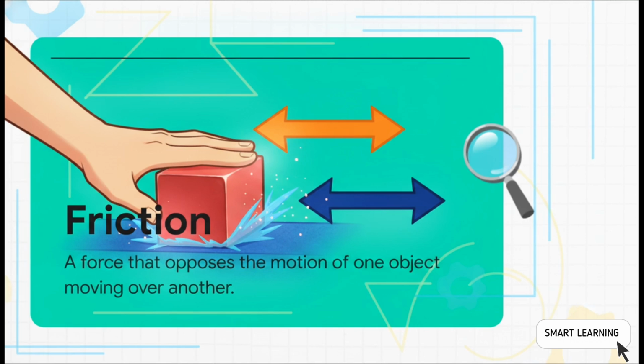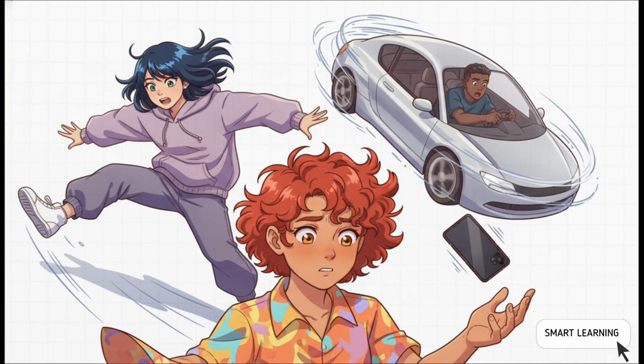Whenever one object moves over another, this force acts in the absolute opposite direction of that movement. Mechanically speaking, your kinetic energy, that's the energy of movement, is actively being converted right into thermal energy, or heat. Basically, you're paying an energy tax just to move one surface across another. And that perfectly illustrates why it's so profoundly important to us.